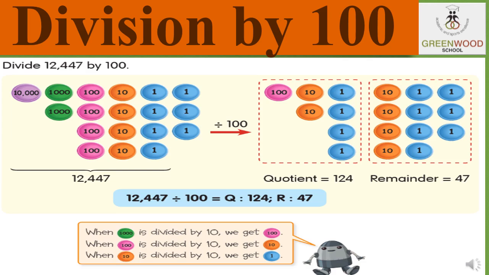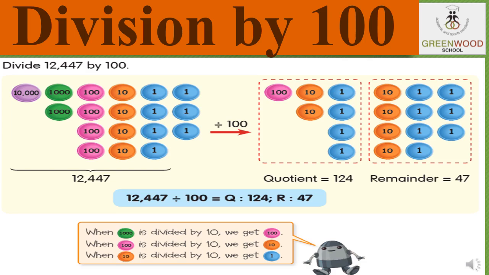That will become our remainder. Now if 10,000 gets divided by 100, it becomes 100 because 2 zeros get cancelled. If 1000 is divided by 100, we get 10, and if 100 is divided by 100, we get 1. So the quotient becomes 124 while the remainder becomes 47.